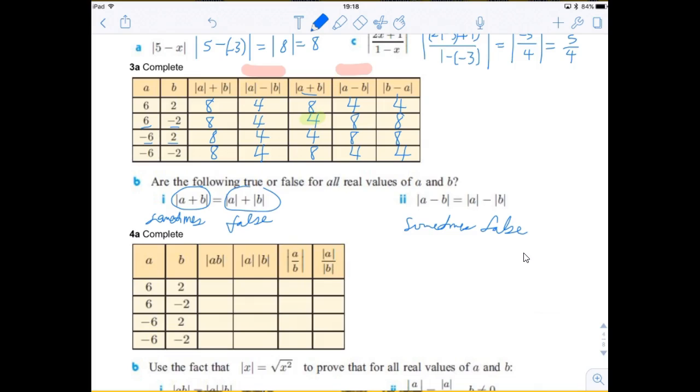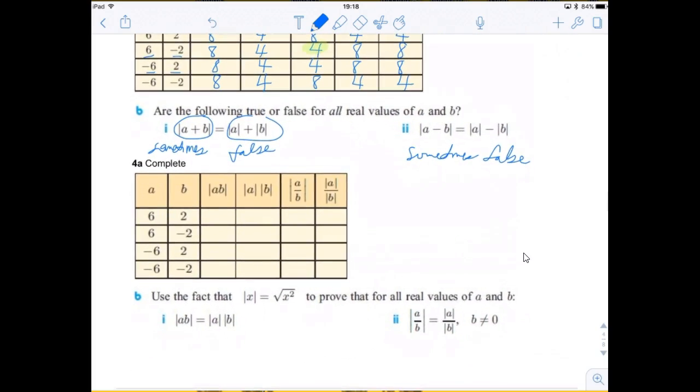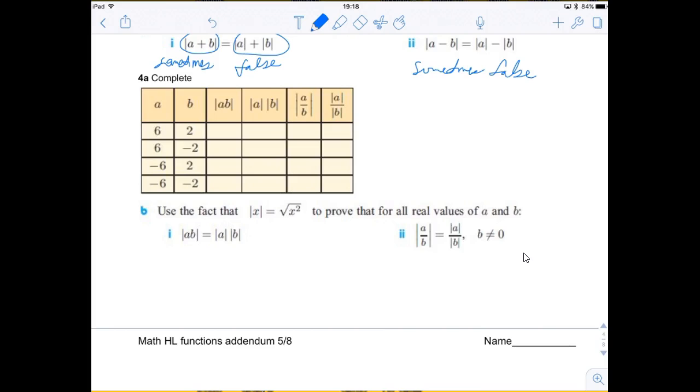All right. Now we're going to complete the 4a table. So, we're doing products. So 6 times 2 modulus would be positive 12. 6 times negative 2 is negative 12. The modulus of that is positive 12 also. Negative 6 times 2, which is negative 12, modulus is 12. Negative 6 times negative 2 is positive 12, modulus of that is 12.